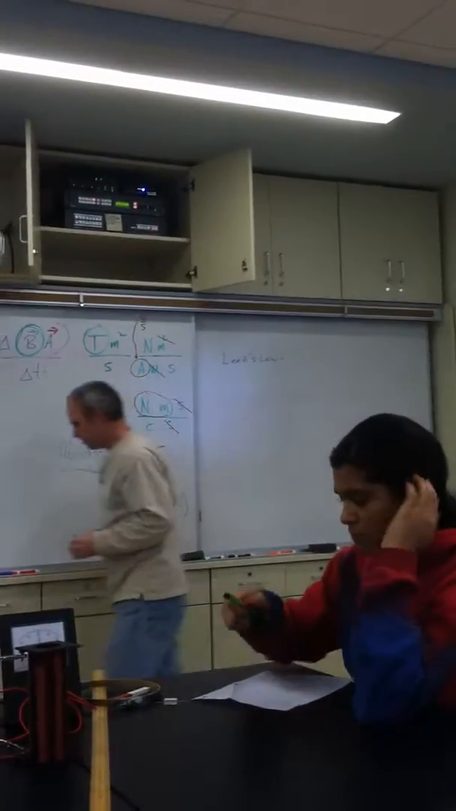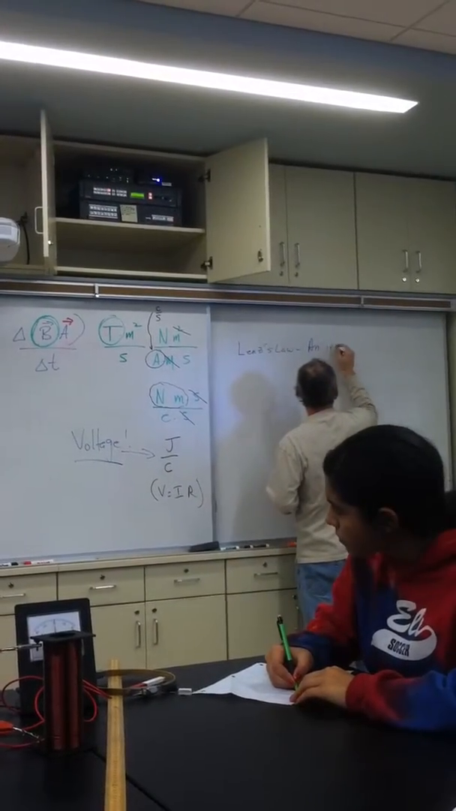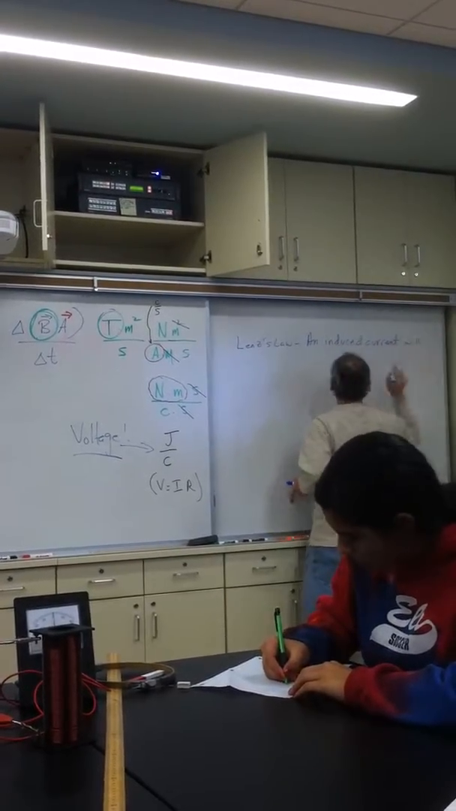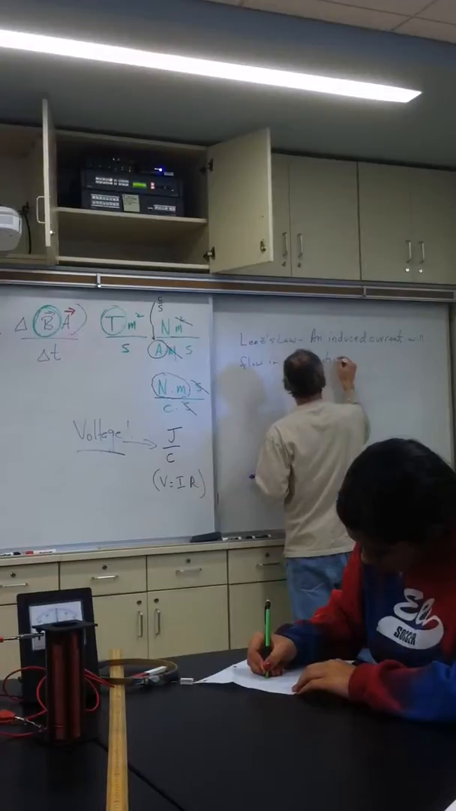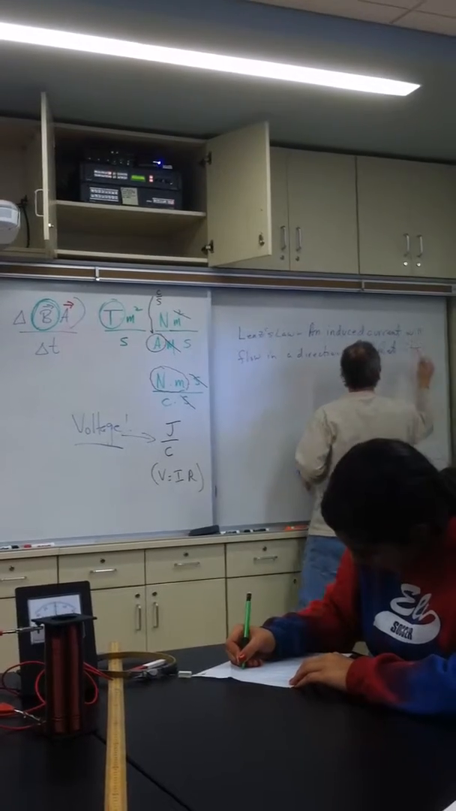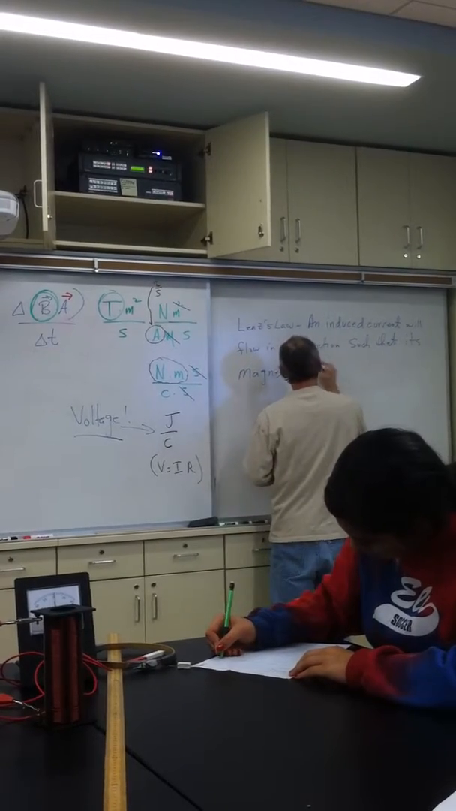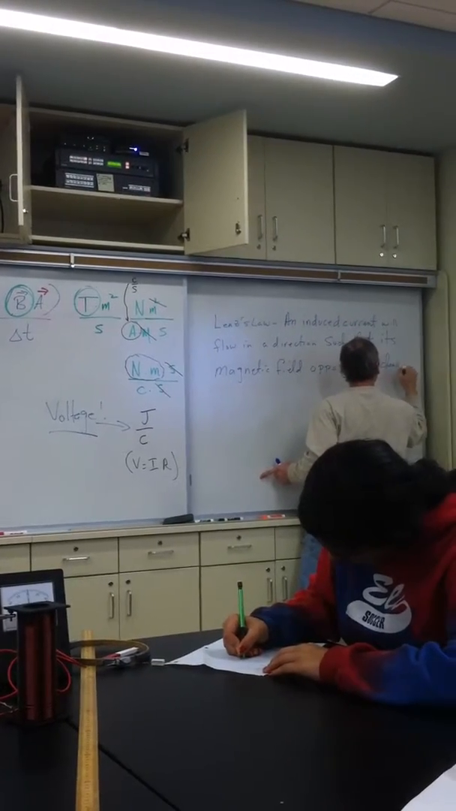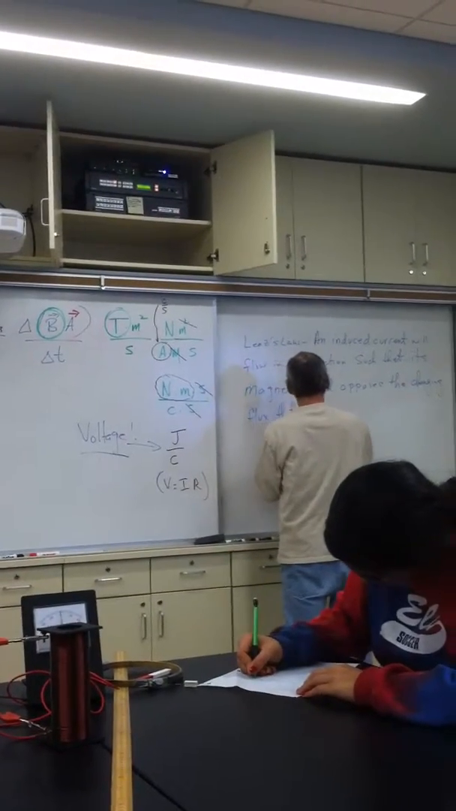Lenz's law says the following. An induced current will flow in a direction such that its magnetic field opposes the changing flux that created it in the first place.